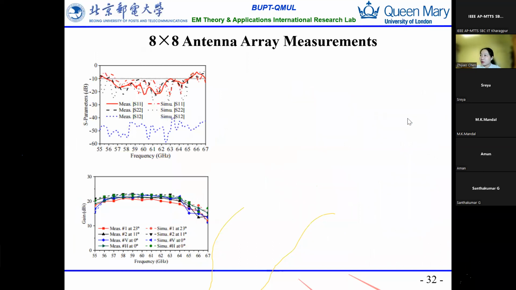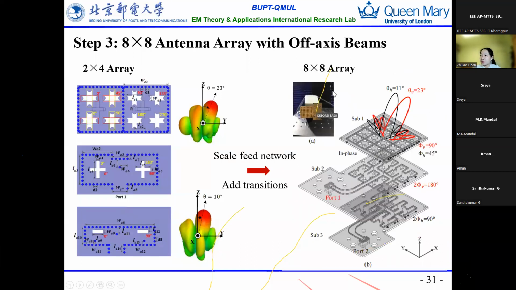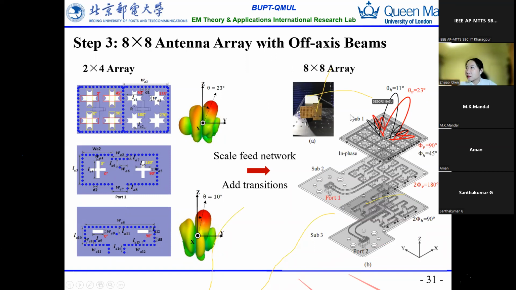And here, okay, this is the antenna prototype. Sorry, I think there is a marking here. So can someone do me a favor to remove them?